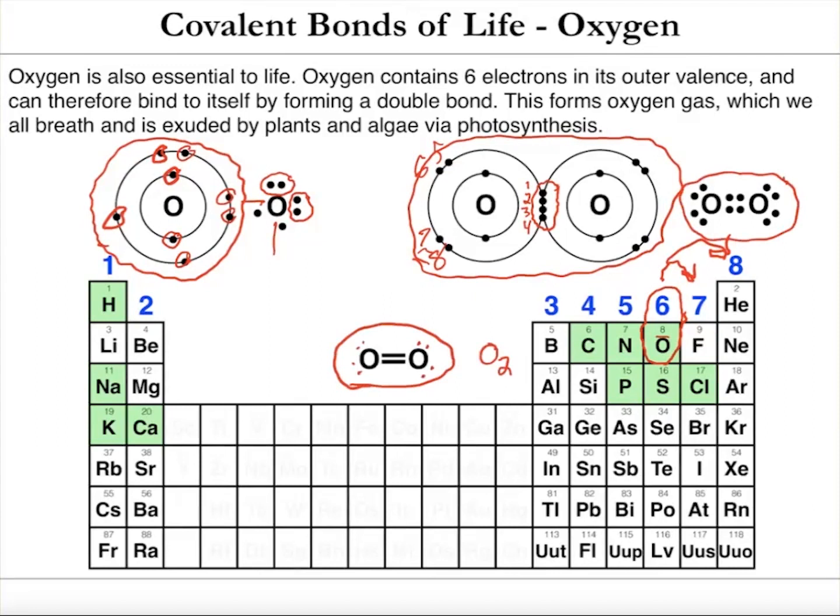So this is oxygen gas, which we all breathe and is exuded by plants and algae, of course, as a byproduct of photosynthesis. So plants and algae will take in CO2, use the carbon to form sugars, and then release that oxygen gas. We then burn carbon sugars, and the electrons from those carbons are actually donated to oxygen gas. So we'll talk about that in a bit more detail later.